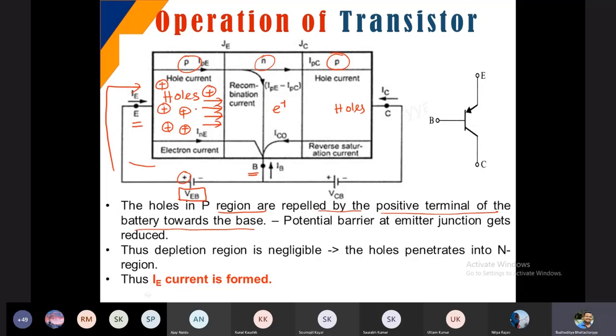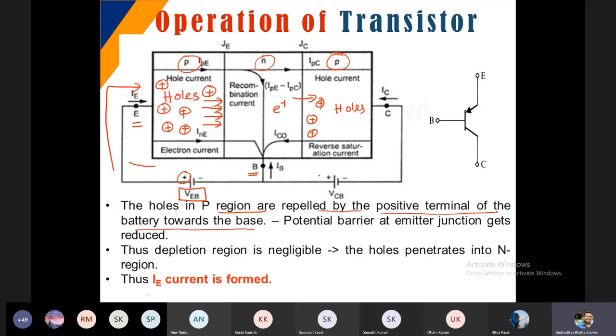Now, as I've already established, the base region is very thin and lightly doped. So there will be very little recombination that might take place in the base region, but the rest of the holes will flow towards this direction. So it might appear somewhere over here.